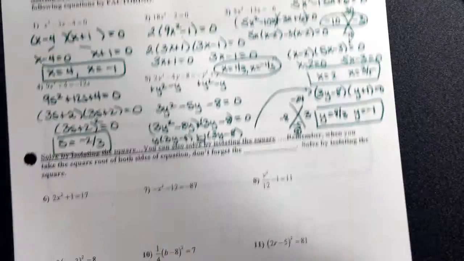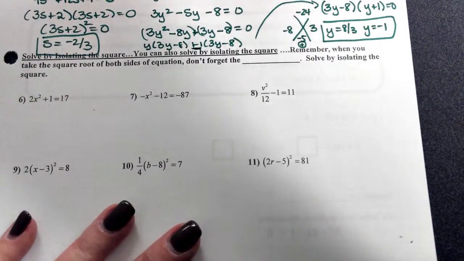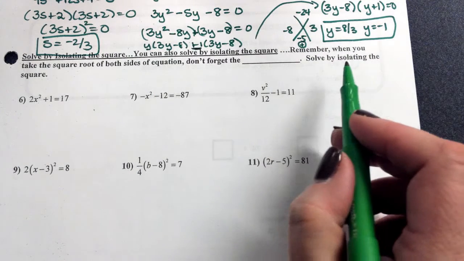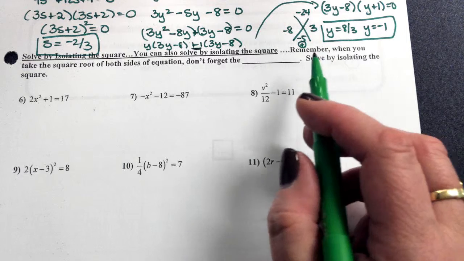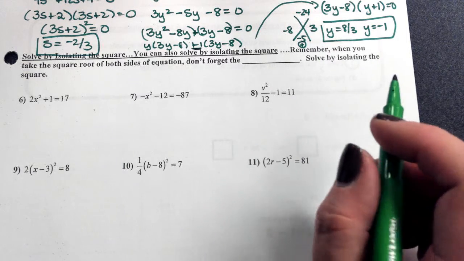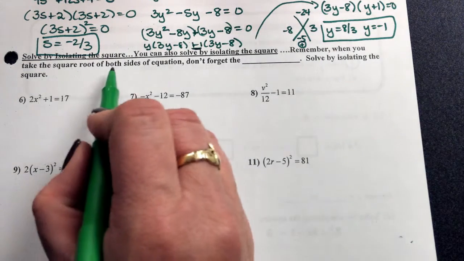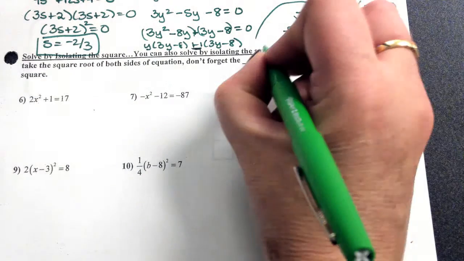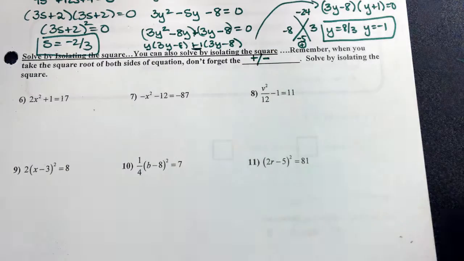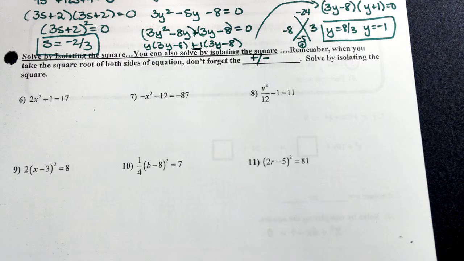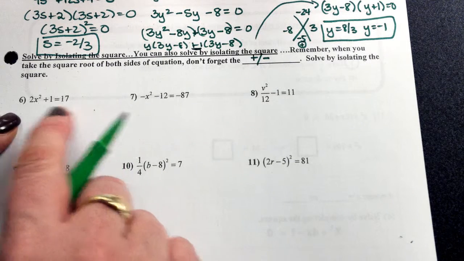All right, another method you guys learned to solve quadratics is by isolating the square. So again, if you just have a squared term and a constant, remember, you can take the square root of both sides of the equation. Don't forget your plus or minus when you do this square root method. So again, the idea is you want to isolate x squared.